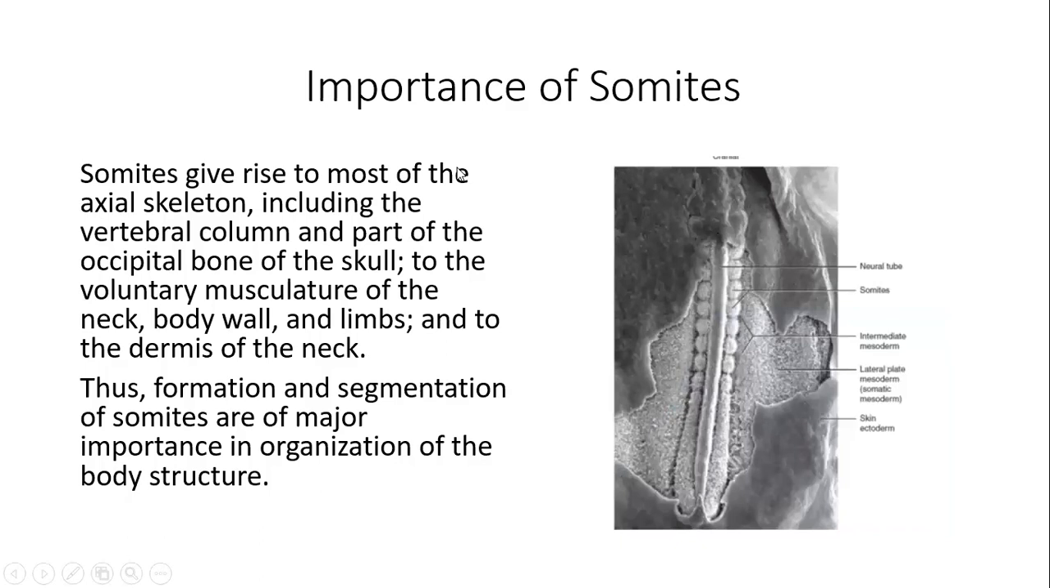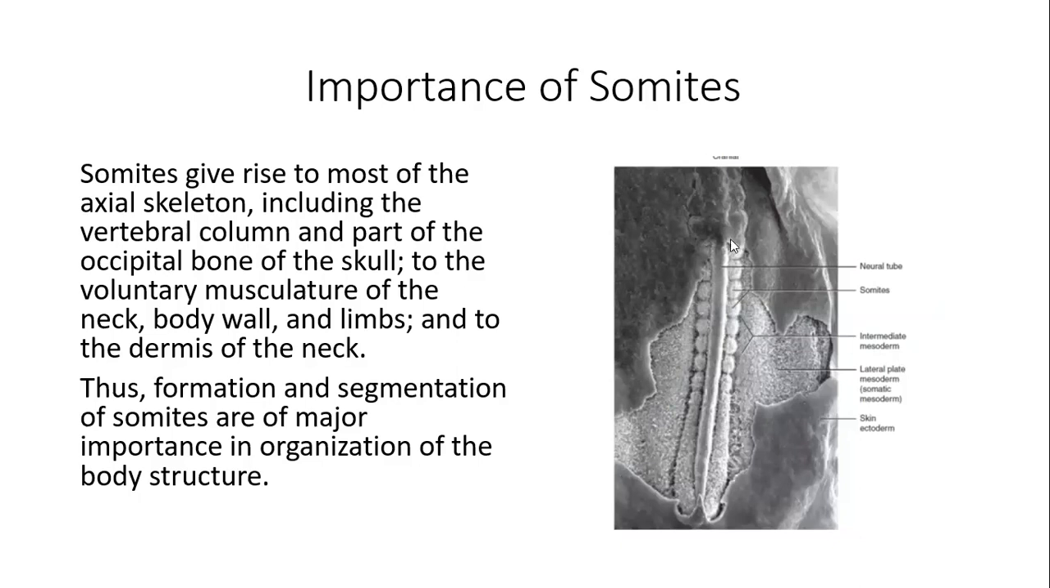What is the importance of somites in the mesoderm? Somites give rise to most of the axial skeleton, including the vertebral column and part of the occipital bone of the skull, to the voluntary musculature of the neck, body wall and limbs, and to the dermis of the neck. Thus the formation and segmentation of somites are of major importance in the organization of the body structure.